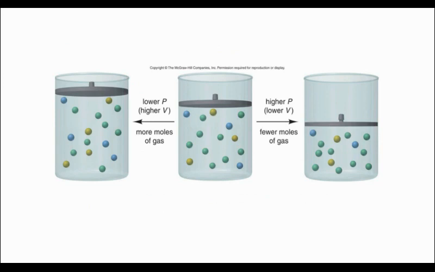Let's look at how pressure and volume are related. Look at the example. We have a container in the middle. Lower the pressure, it means we are increasing the volume. Lower pressure or higher volume will cause more moles of gas, while higher pressure or lower volume will cause fewer moles of gas.